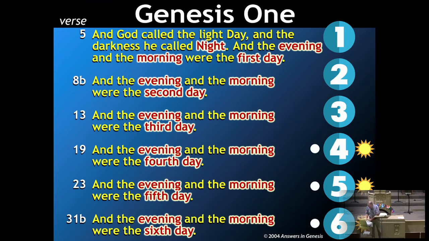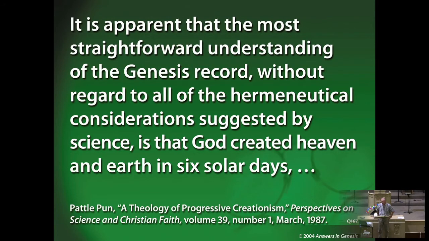I like what Dr. Pun from Wheaton College said about this years ago. At least he was honest. He said this: it's apparent that the most straightforward understanding of the Genesis record, without regard to all of the hermeneutical considerations suggested by science, is that God created heaven and earth in 6 solar days. Period. That's what it says.